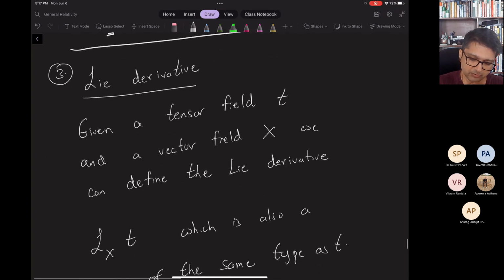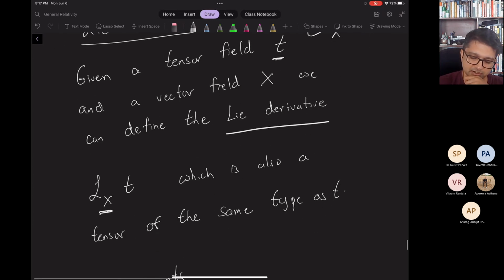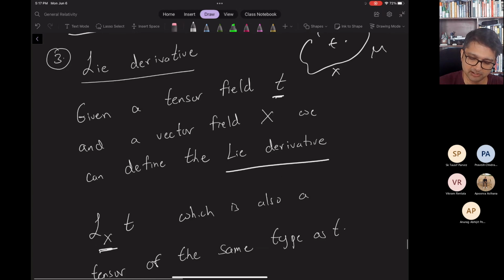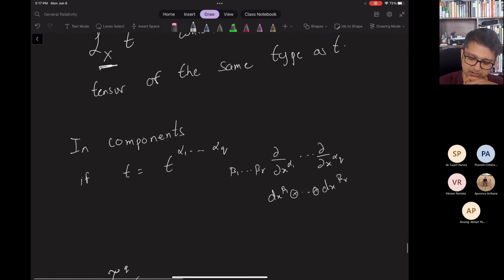And today what we did was to look at the Lie derivative. The most general result we showed is that if you're given a tensor field T over the entire manifold M, and you have a vector field X, the vector field X generates a flow, and you can define the Lie derivative, L_X of T, which is also a tensor of the same type as T. So this Lie derivative results in a tensor of the same type as T.